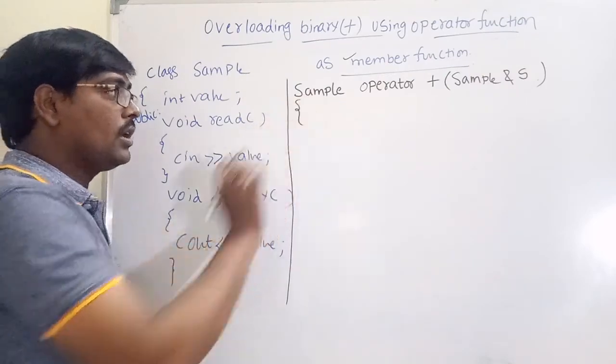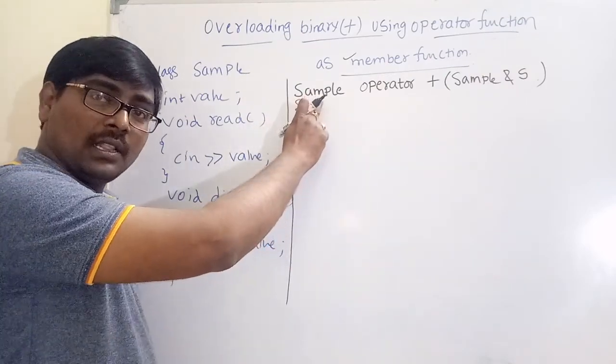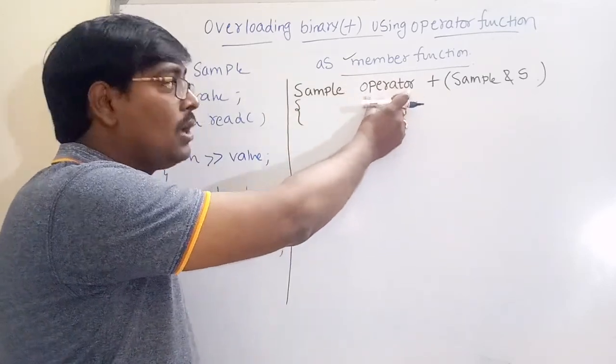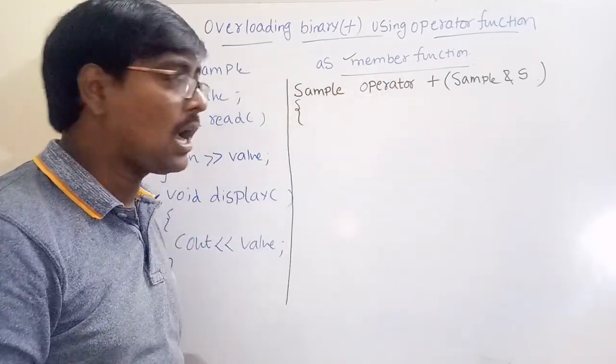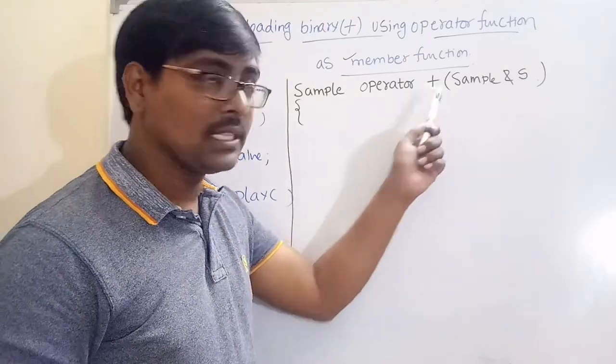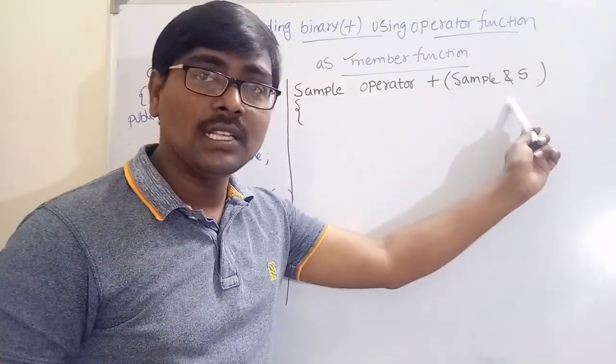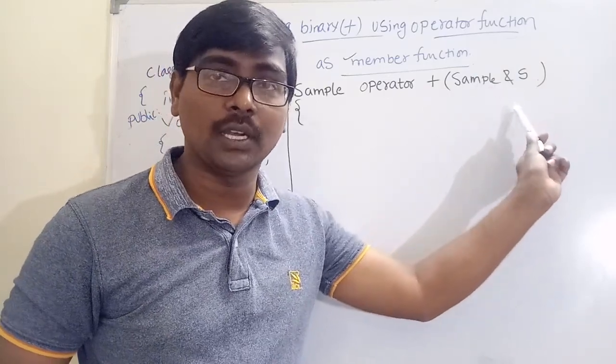Here, why are you using sample? The return type is an object. Operator is the keyword, which we already discussed. Plus is the operator symbol on which we are performing the operation. This is an argument of type object.